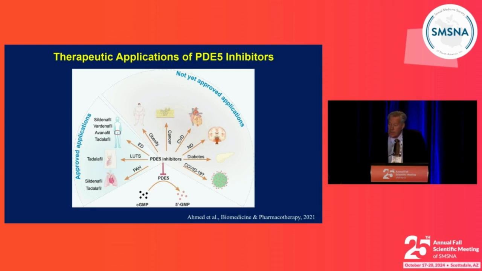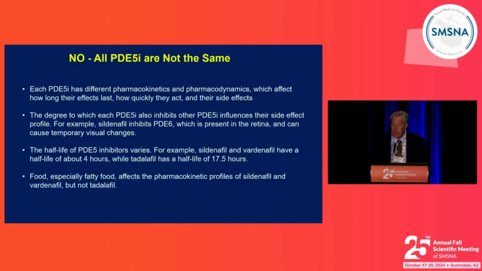And it's all because of PDE5 preventing the breakdown of cyclic GMP, as you see down the bottom, and cyclic GMP doing all that. So no, I would say all PDE5Is are not the same. Each PDE5I has different pharmacokinetics and pharmacodynamics. The degree to which each PDE5I inhibits other PDEs is different.